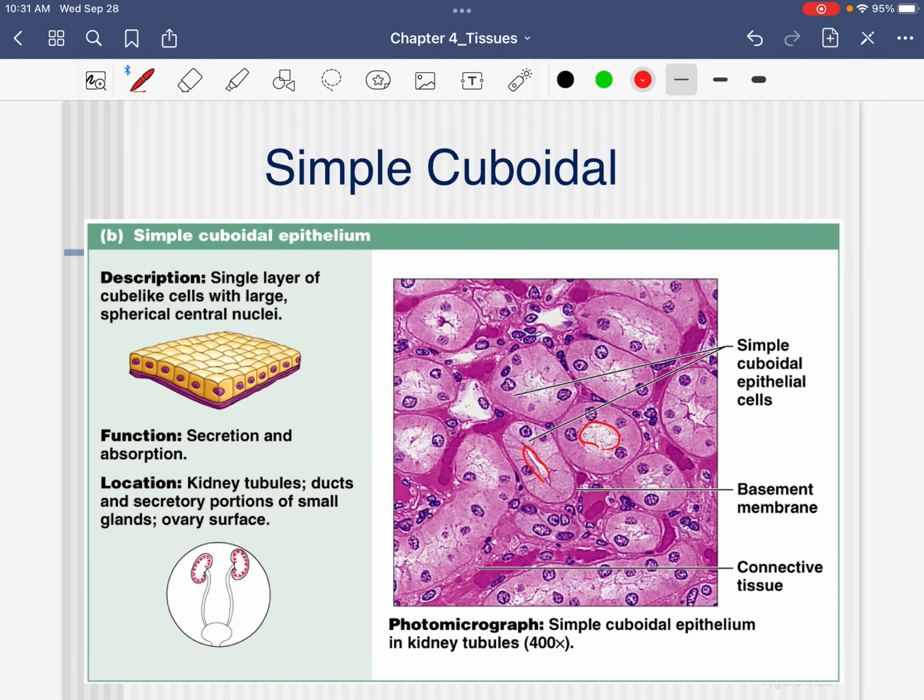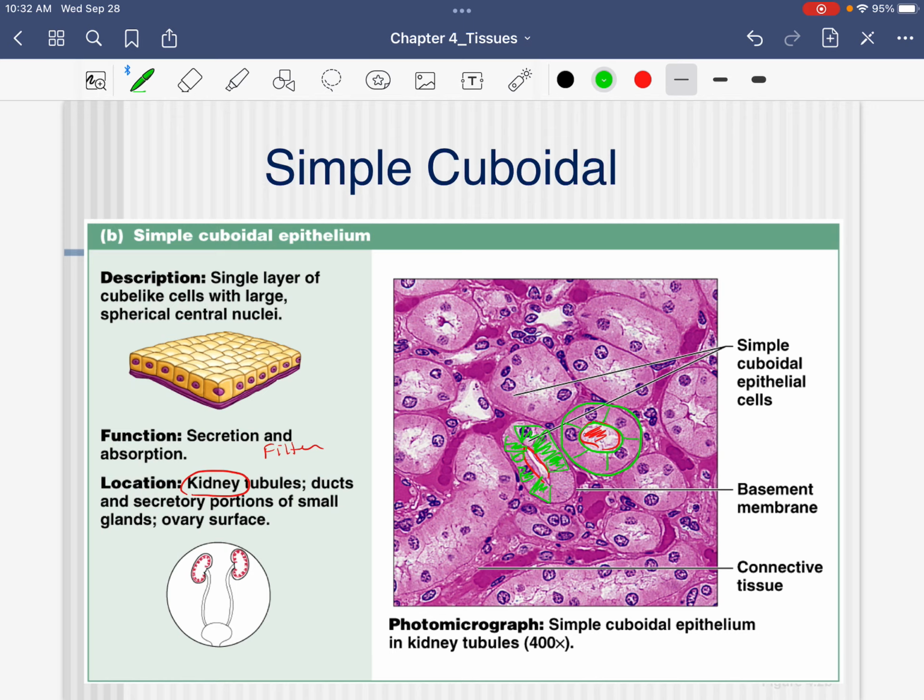Simple cuboidal, one place where we find it is in the kidneys. One of the things that the kidneys do is, of course, filter the blood. In this instance, the free space is in the middle, and you want to focus on the cells lining that free space. The cells lining that free space include one layer of cube-shaped cells. You can see it pretty well here. There's one cell, there's another, there's another. So facing the free space is one layer of cube-shaped cells.